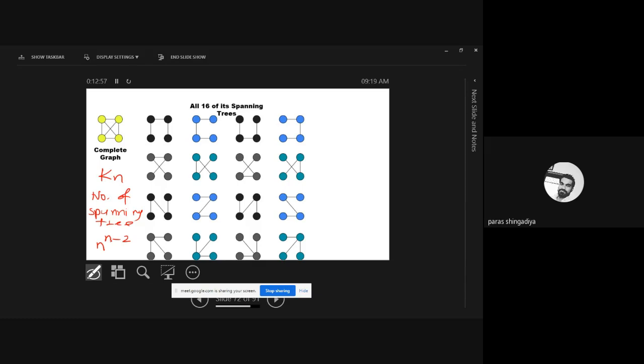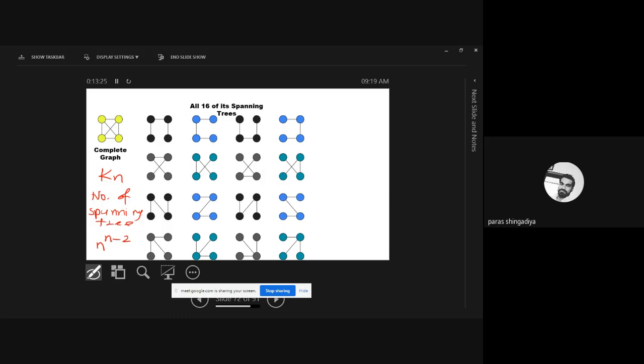This formula can be used for a 1 mark short question, otherwise a 1 mark MCQ. A K5 graph, that is complete graph K5. How many spanning trees can you create in K5? It is 5 raised to 5 minus 2. 5 with the power 5 minus 2 means 5 cubed. That is your answer. Clear? Similarly, you can do it for K7, K9, K11, and so on.